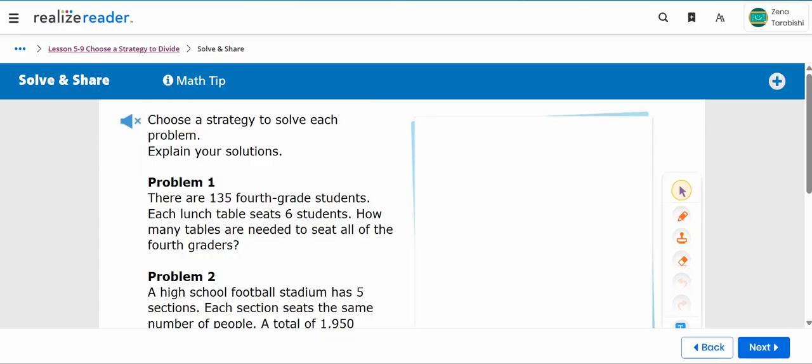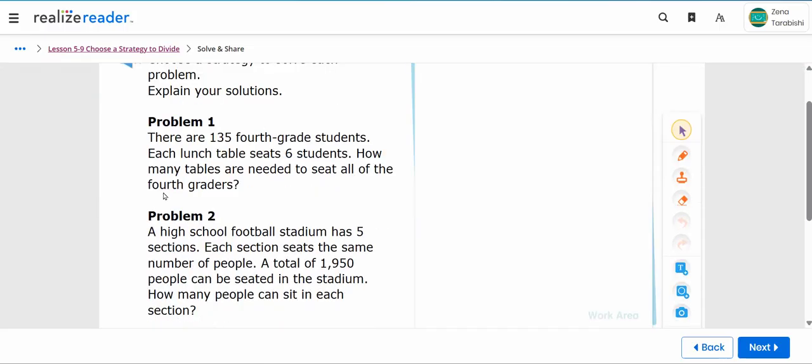Choose a strategy to solve each problem. Explain your solutions. Problem 1. There are 135 fourth grade students. Each lunch table seats 6 students. How many tables are needed to seat all of the fourth graders?